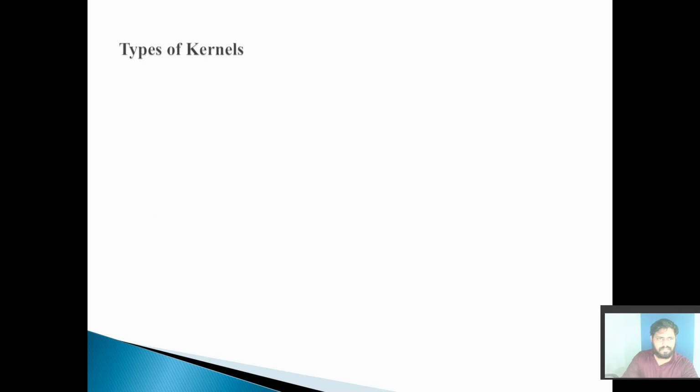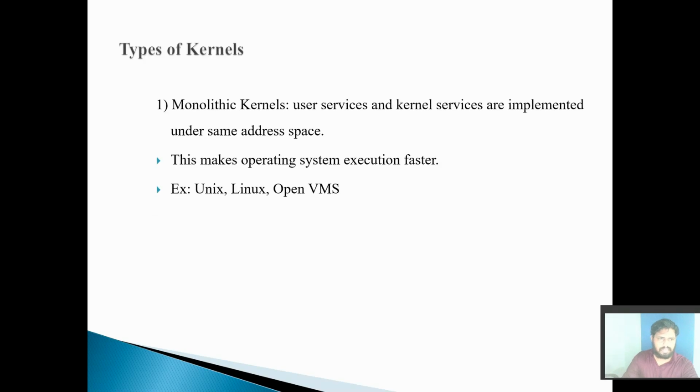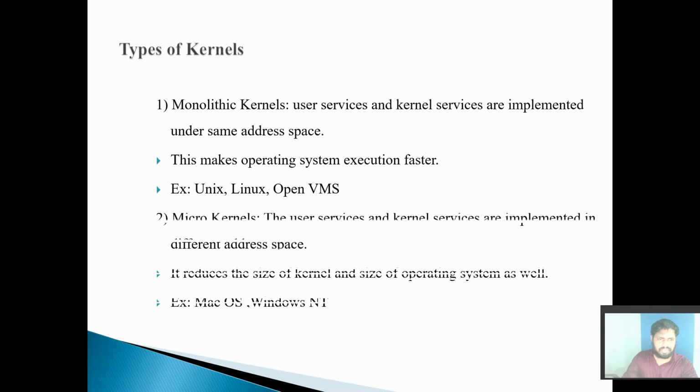Okay, so coming to the types of kernel. There are two types of kernels available in operating systems. The first one is the monolithic kernel and the second one is the microkernel. Both are used to make the operating system execution faster. Every kernel does the same thing: it makes the operating system execute faster.